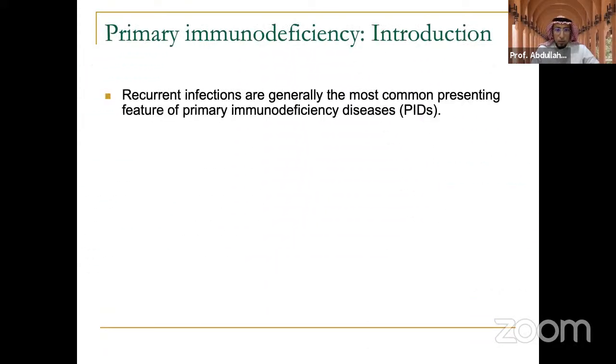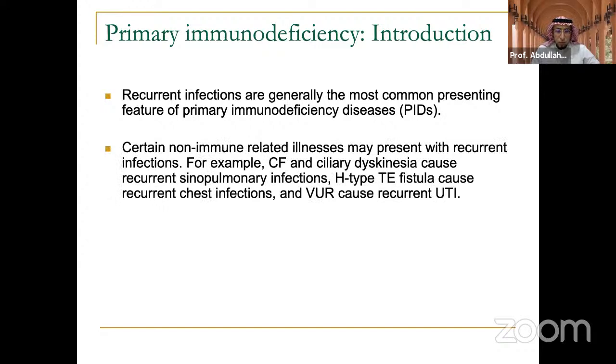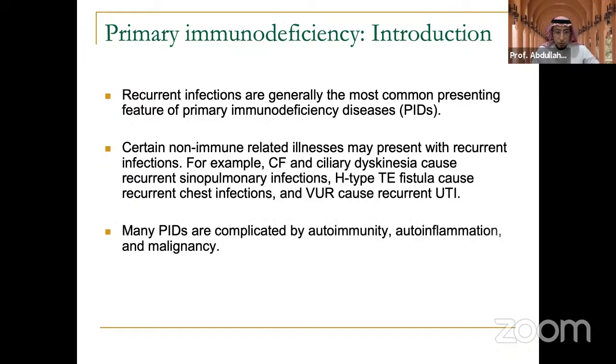So, as I said, the most common presentation of primary immune deficiency is recurrent infections. And we have to remember that not all recurrent infections indicate immune deficiencies. Sometimes there is an anatomical defect, for example, or a functional defect of the organ itself, like cystic fibrosis or ciliary dyskinesia with recurrent pulmonary infection. H-type TE fistula causes recurrent chest infection, or vesicoureteral reflux causes recurrent UTI.